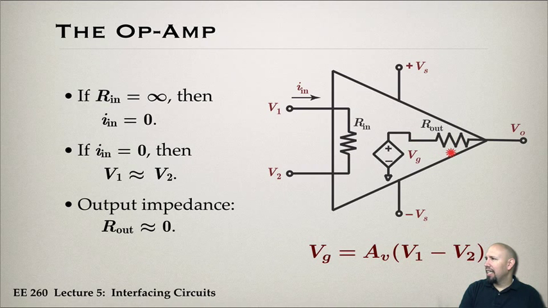Also, ideally, the op-amp is such that the output impedance is small. So good: high input impedance, low output impedance. So this is large, that's small. So that's good.